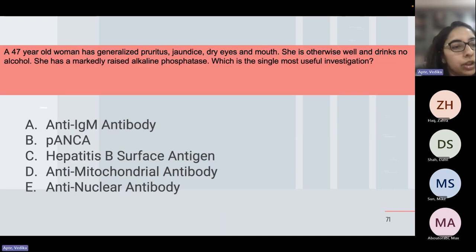Okay, now to move on to SBAs, feel free to just shout the answer out or put it in the chat, up to you. A 47-year-old woman has generalized pruritus, jaundice, dry eyes, and mouth. Pruritus is basically itchy skin. She's otherwise well and drinks no alcohol. She has a markedly raised alkaline phosphatase. Which is the single most useful investigation?